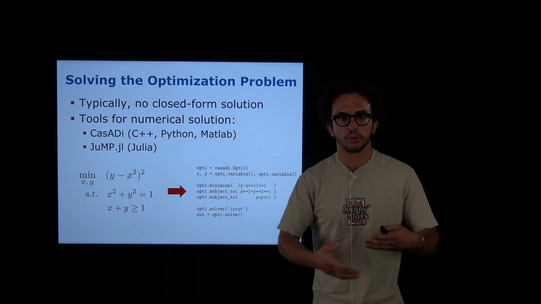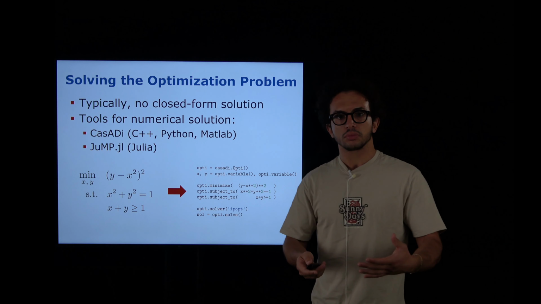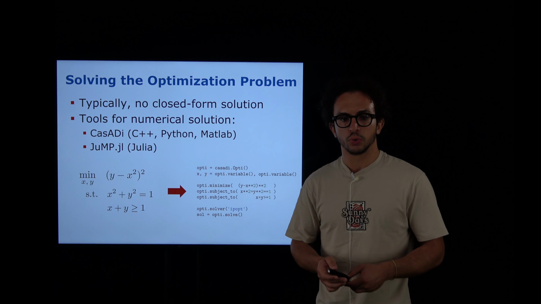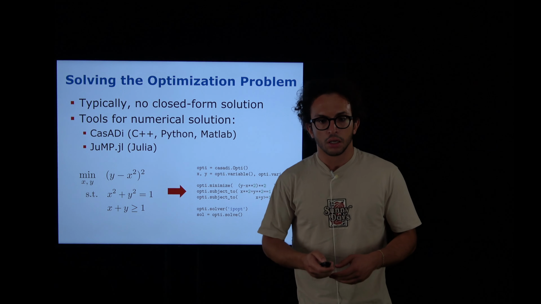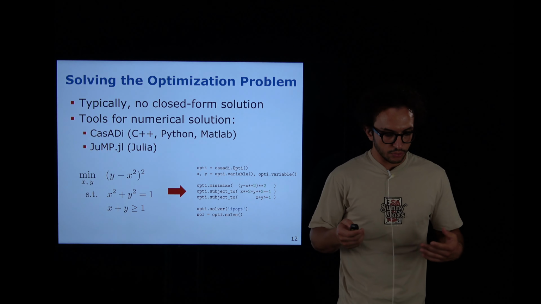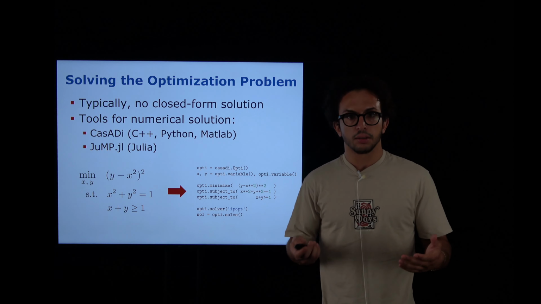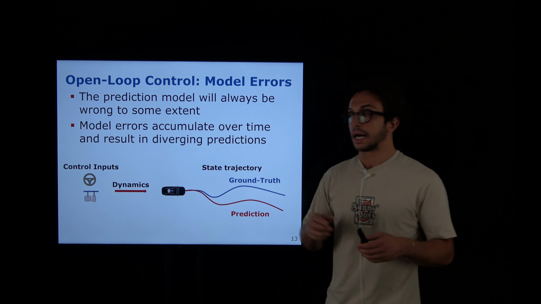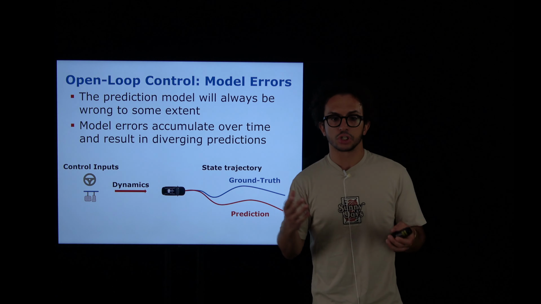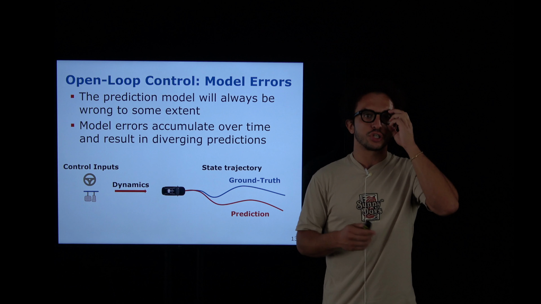It will be an iterative process. In the end, you will get a solution, and this is a numerical way to get the solution. Now, it sounds easy, but there are always some errors. So as we know, the prediction model will always be wrong to some extent.